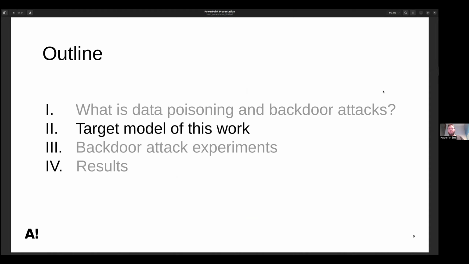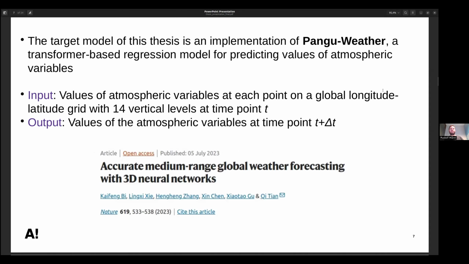So let's talk about the model. What is the model that I am attacking with the backdoor attacks in this thesis? The target model of this thesis is an implementation of Pangu-Weather, a transformer-based regression model for predicting values of atmospheric variables. I implemented this myself using the paper published in Nature last year and the pseudocode that was provided by the authors.